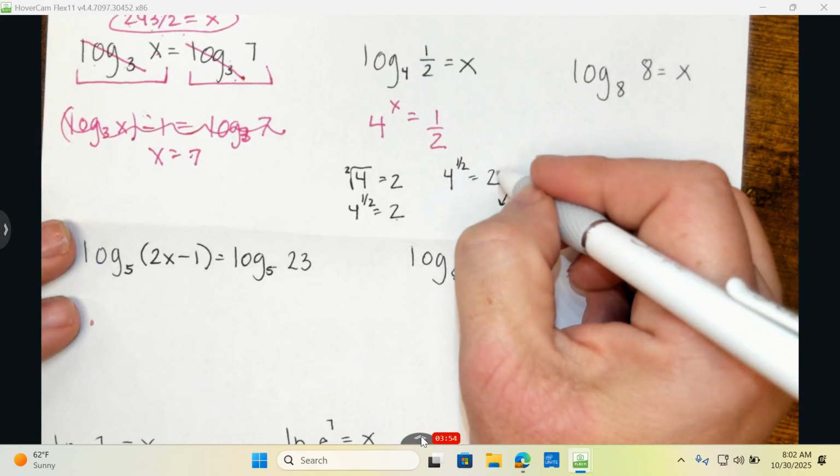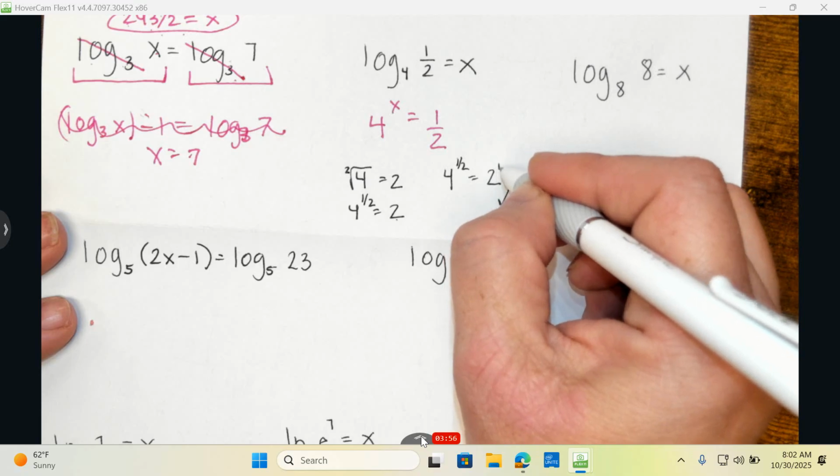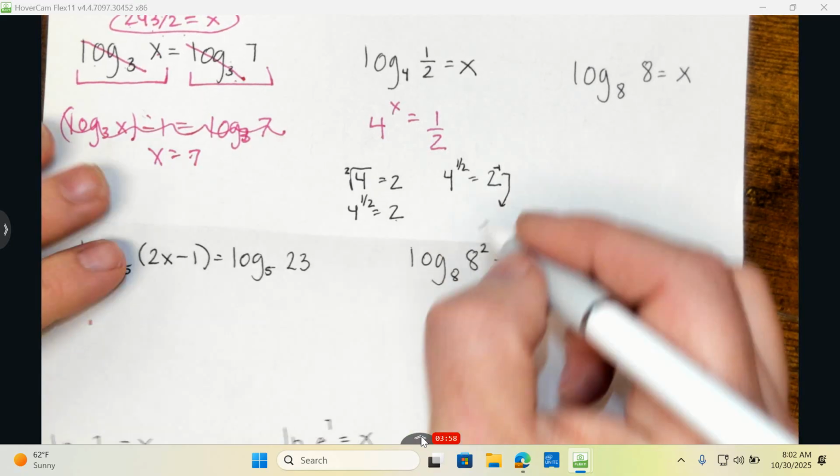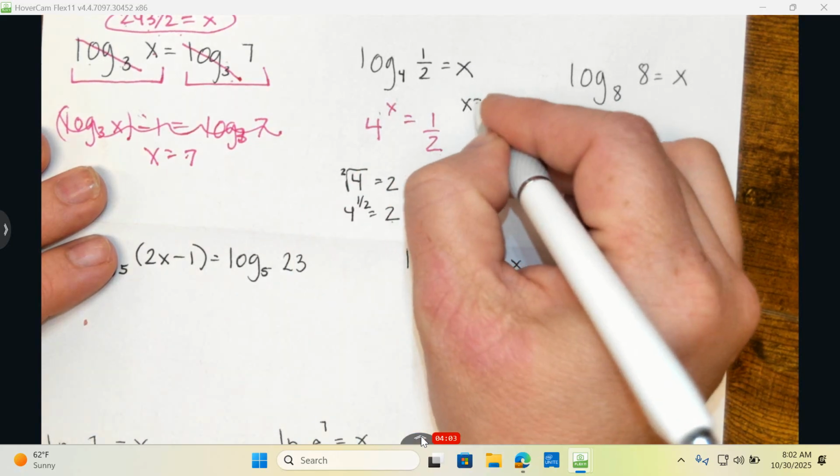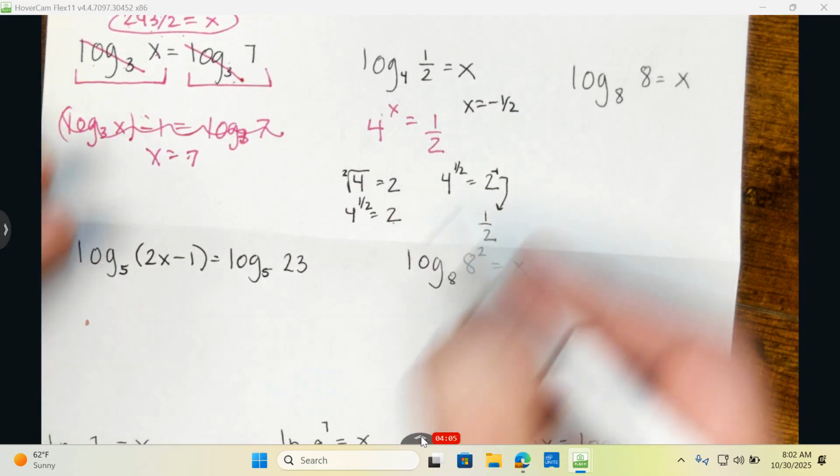So if we take the exponent on the 2 that is currently a hidden 1 and we make it a -1, then it would bring it to the bottom. What I need to do is then make the x equal to -1/2. I'm going to write that out right now.